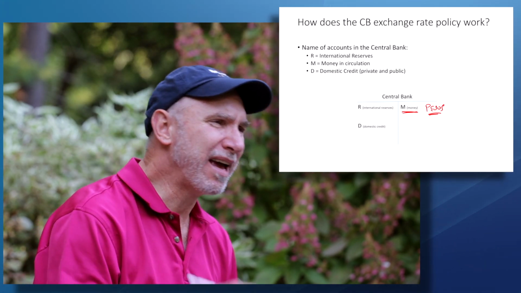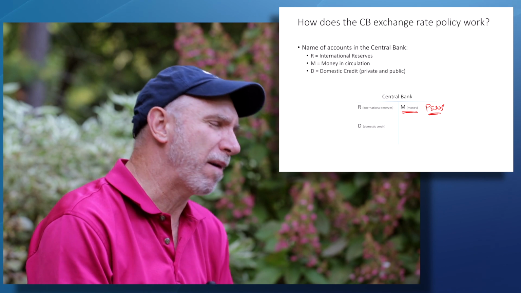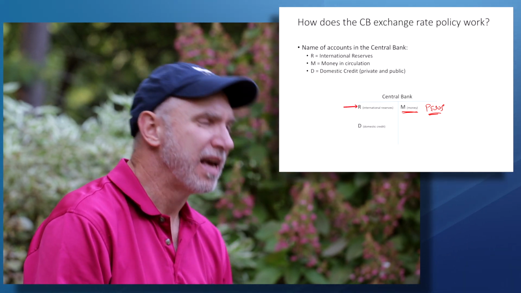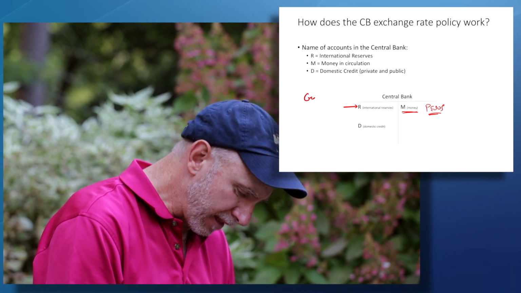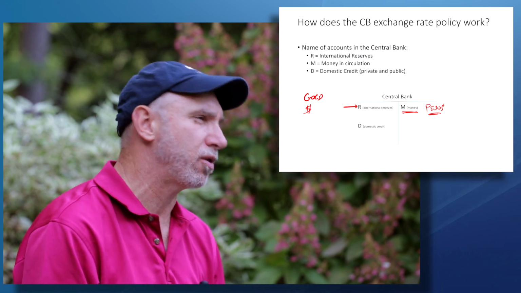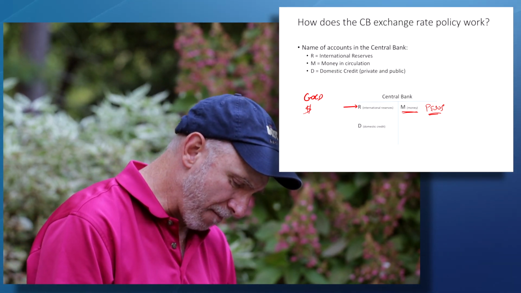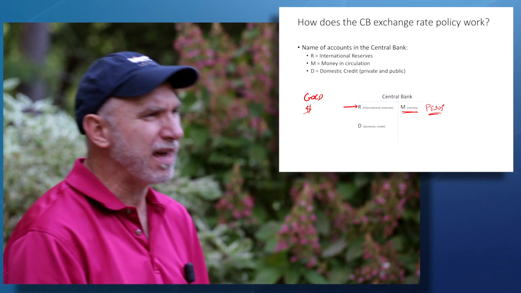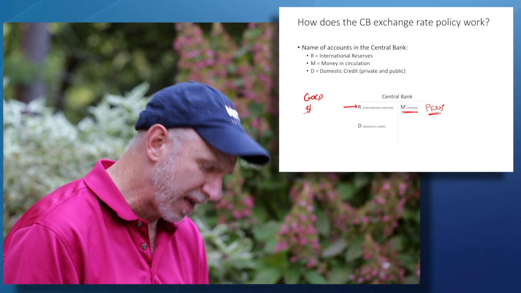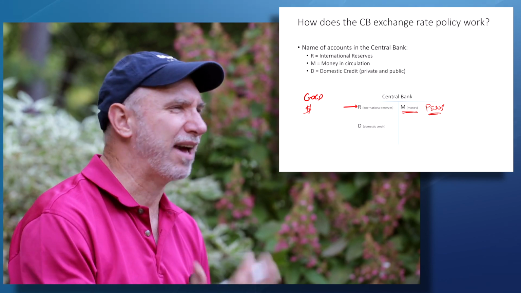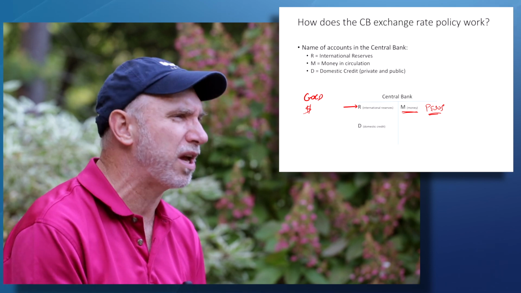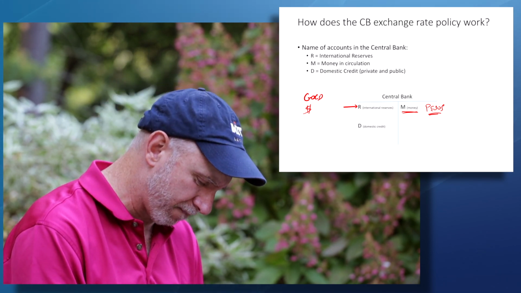Now, the central bank has two types of assets. One is what is called international reserves, and that's, for example, the gold that the central bank has, or the currencies of other countries. So, for example, dollars. In the case of the central bank in Mexico, they actually have a lot of dollars in their international reserves. And the idea is that this is kind of the collateral of the domestic peso. So that's how they are working.